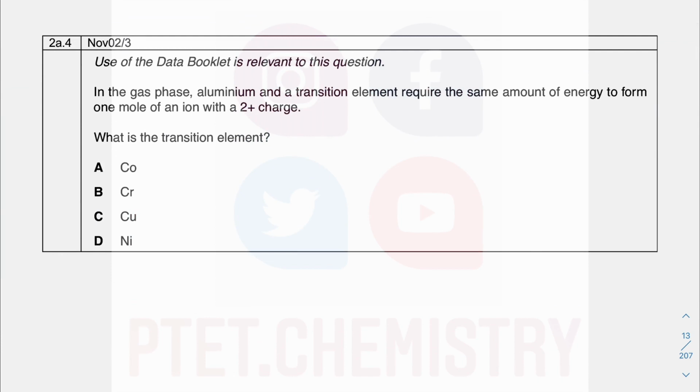2a part 4 is saying that aluminium and the transition element require the same amount of energy to form 1 mole of an ion with a +2 charge. So I hope you imagine that aluminium, when you are talking about the ionization energy, okay, and it says use the data booklet.